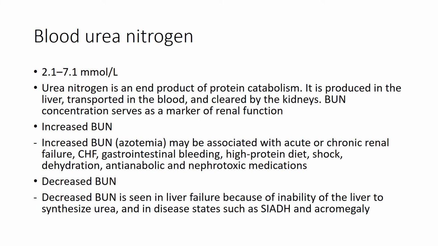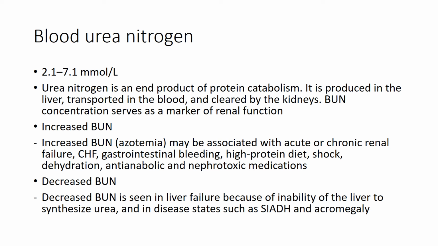Blood urea nitrogen. Normal value is between 2.1 to 7.1 millimole per liter. Urea nitrogen is an end product of protein catabolism. It is produced in the liver, transported in the blood, and cleared by the kidneys. BUN concentration serves as a marker of renal function.